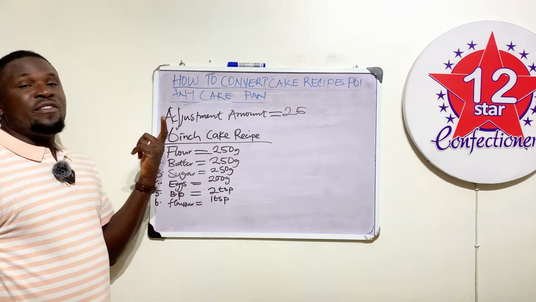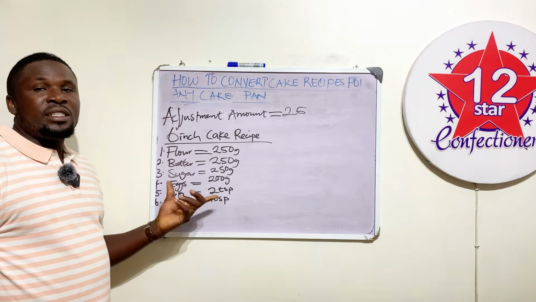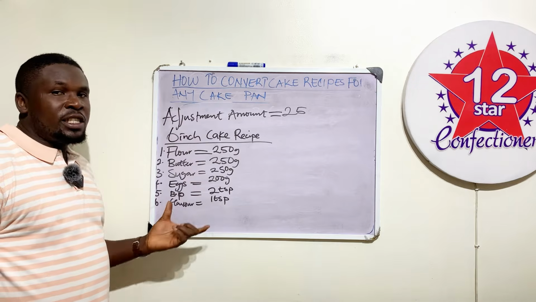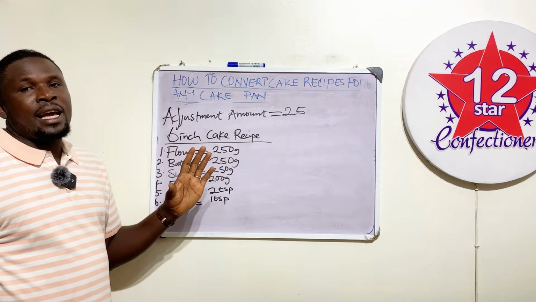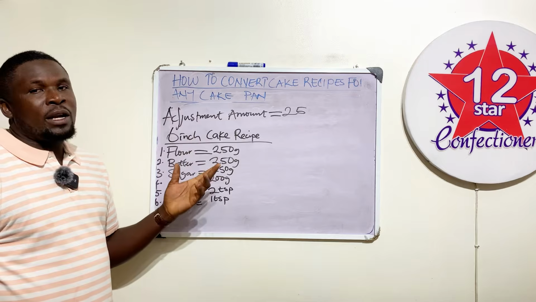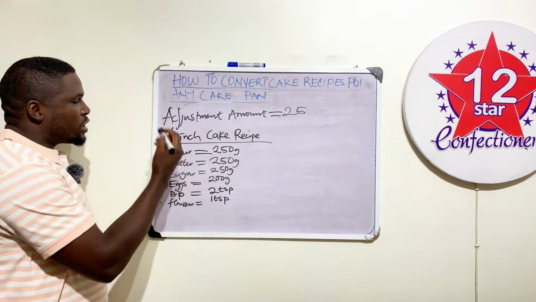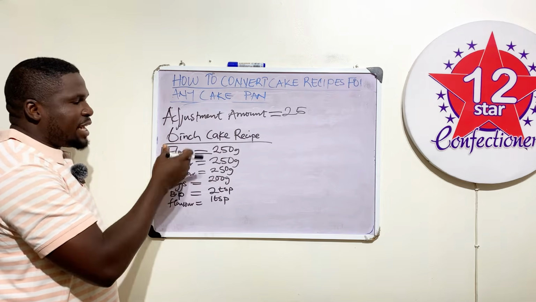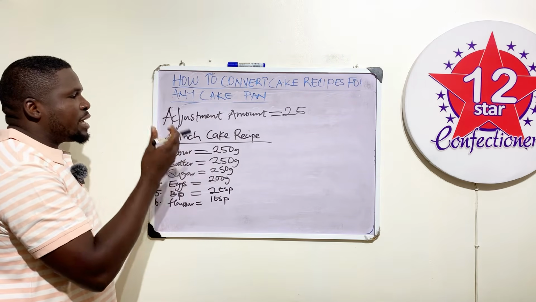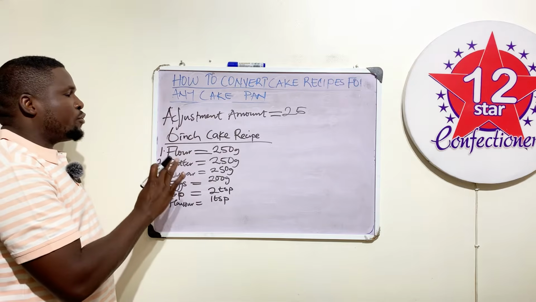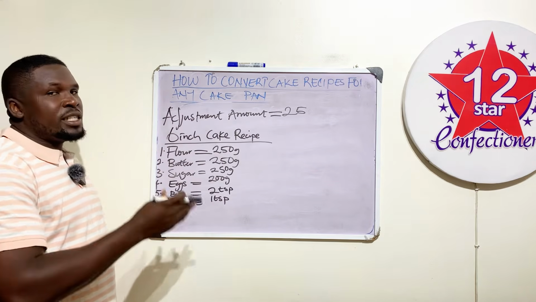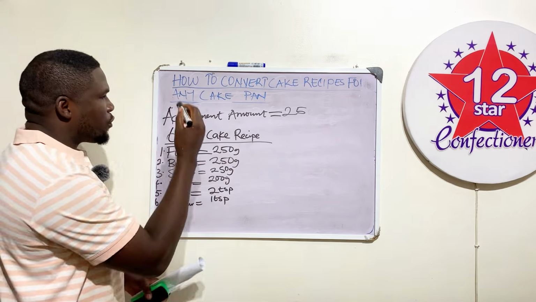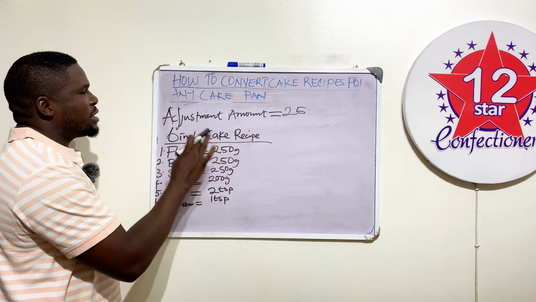It can be vanilla, it can be red velvet, it can be chocolate cake. So anyone at all, provided it is your 6 inches cake pan, you can use it to derive the recipe for any cake pan of your size. So right now we have the basic ingredients for your 6 inches cake pan for vanilla. You might have your basic ingredients for red velvet or chocolate cake recipe. So from here, this is our adjustment amount.